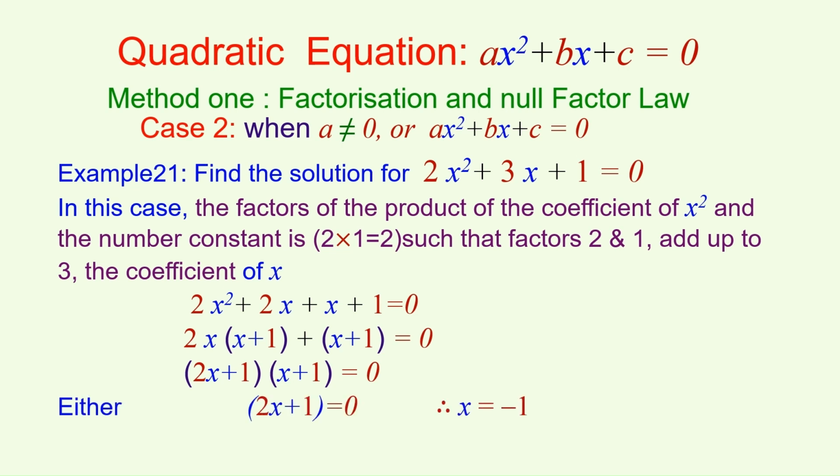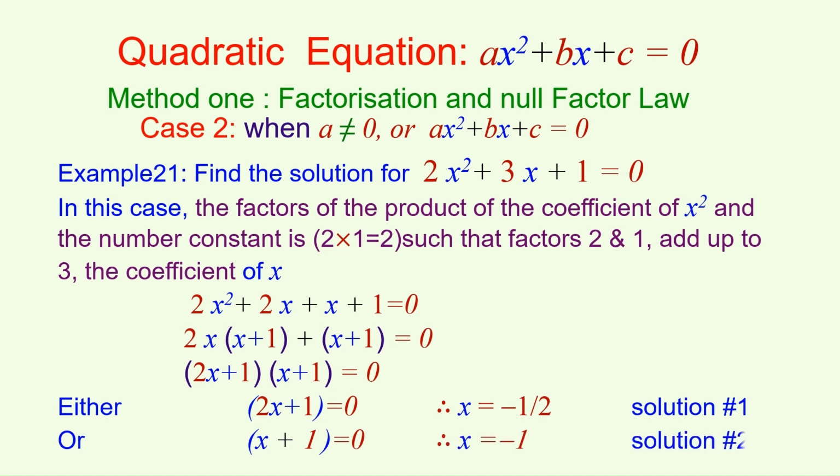Either 2x plus 1 equals 0, therefore x equals minus 1/2, is the solution number 1. Or x plus 1 equals 0, therefore x equals minus 1, is the solution number 2.